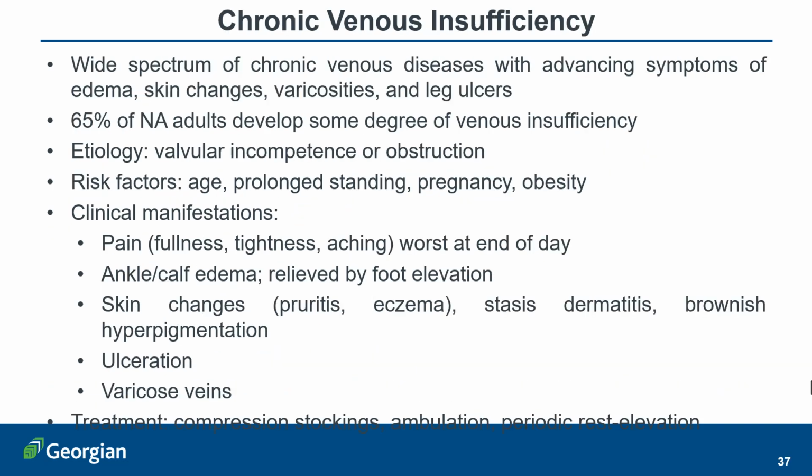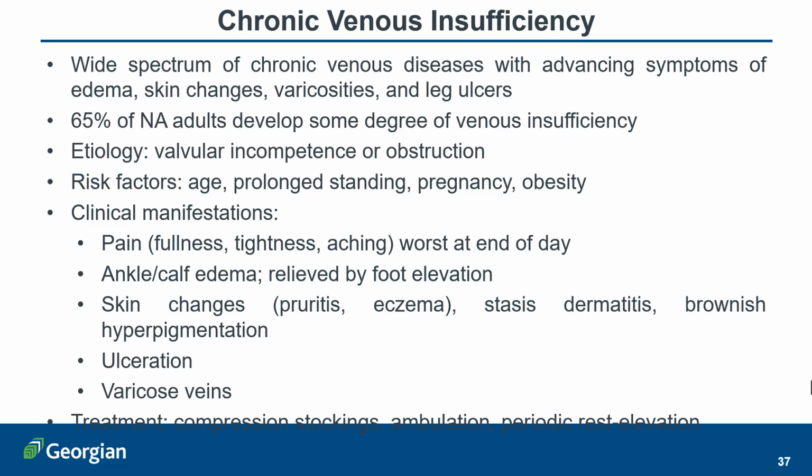Chronic venous insufficiency is far more common than venous thromboembolism, and it refers to a wide spectrum of various chronic venous diseases with advancing symptoms of edema. Here are the clinical manifestations of chronic venous insufficiency: edema, various skin changes, varicosities, and ultimately leg ulcers development. 65% of all North American adults will eventually develop some form of venous insufficiency.